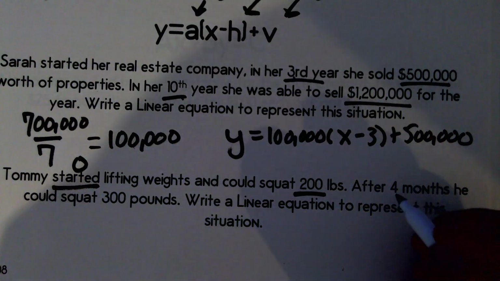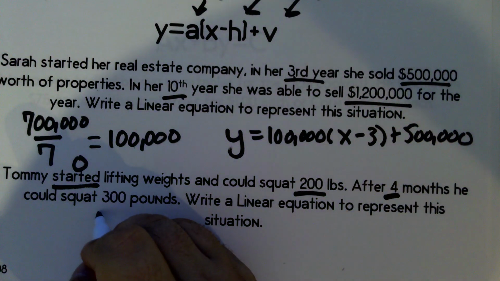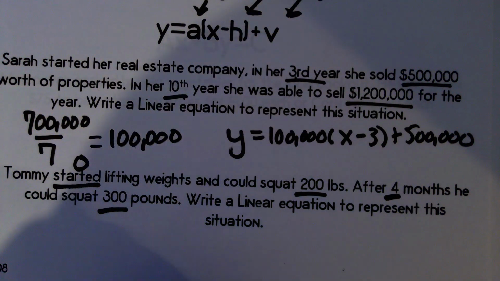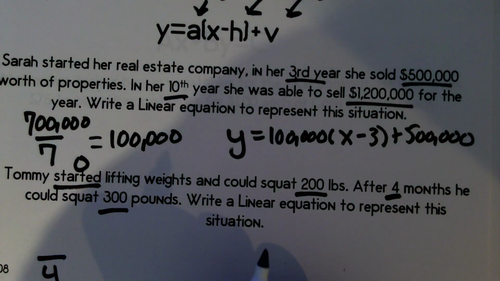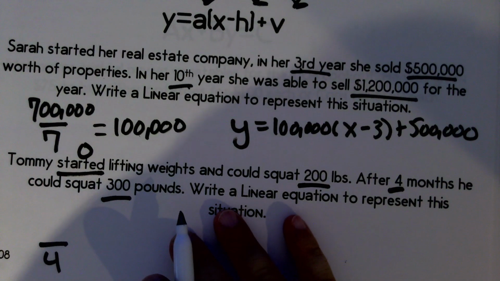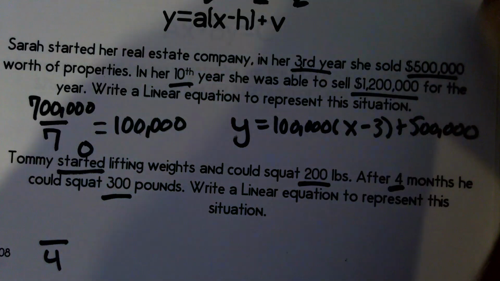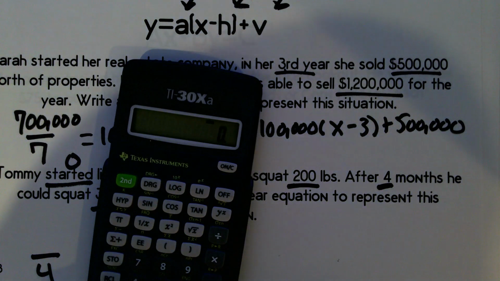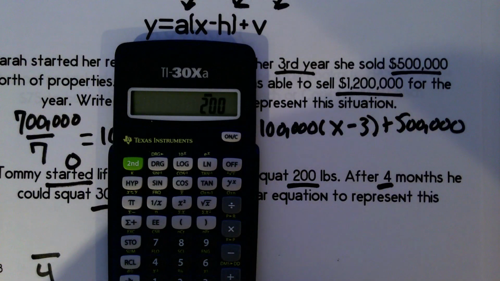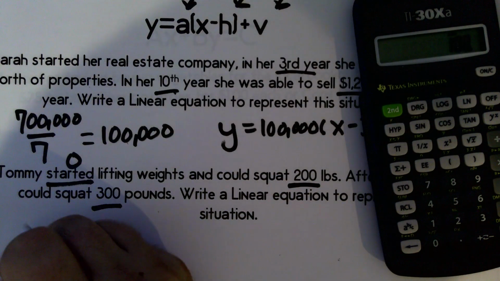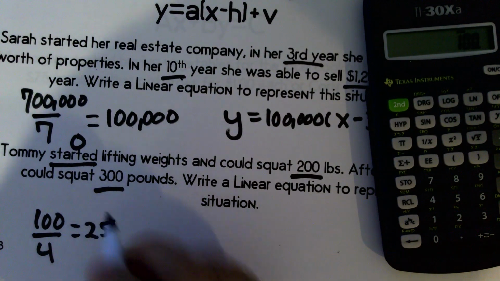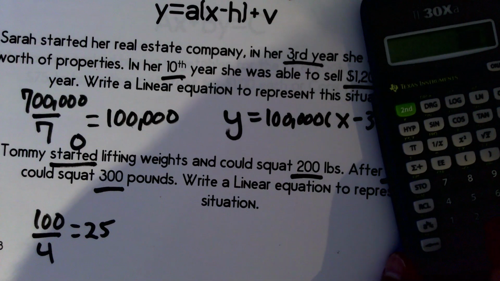And then our new independent variable was in 4 months, he could squat 300. So from 0 to 4, that's pretty easy to see. It's a change of 4. And he went from 200 pounds squatting to 300. So that's a change of 100. And again, he's got 300 pounds, we subtract the previous amount, and that's a 100. So 100 divided by 4, every month he can squat an additional 25 pounds.